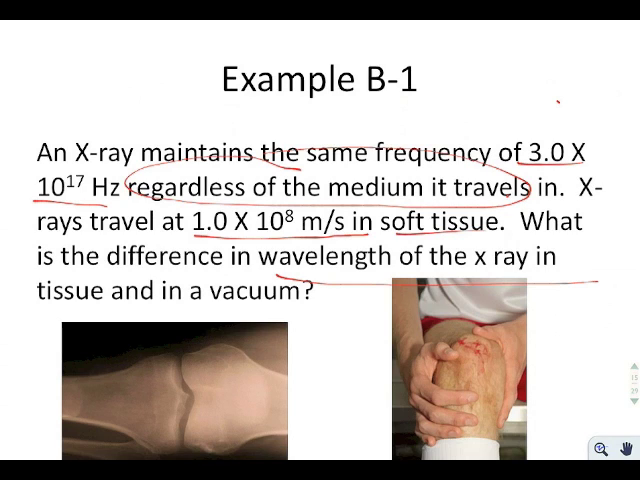So let's take a look at what we've got. You always want to record what numbers you're given off the bat. The first thing you want to realize is that you're going to have to do this calculation twice. You're going to have to do it for in the skin, and you're also going to have to do it for in a vacuum.